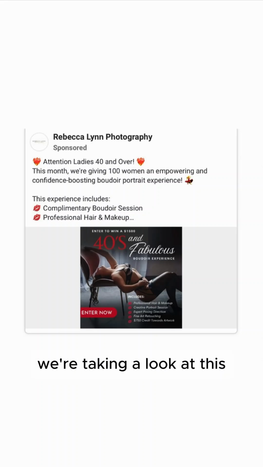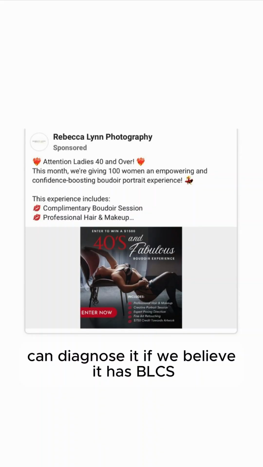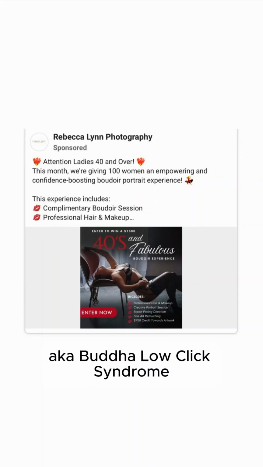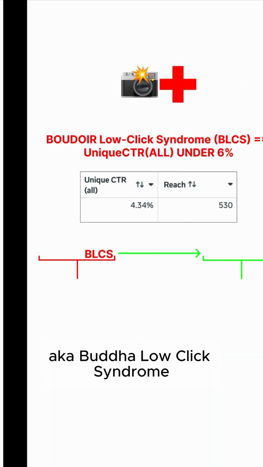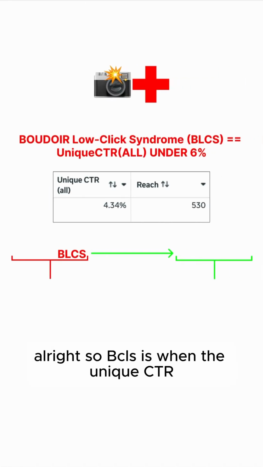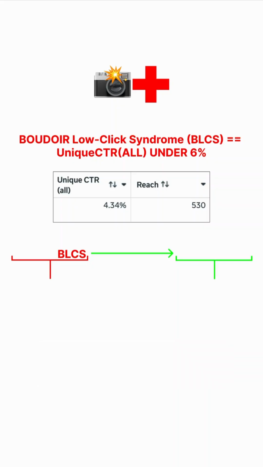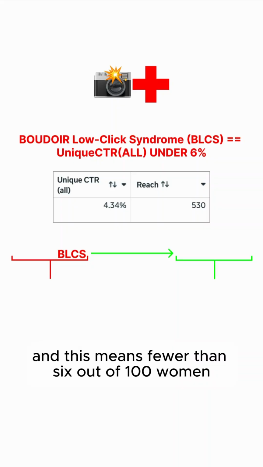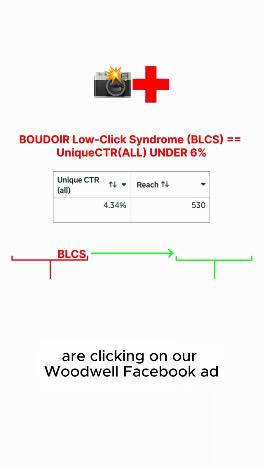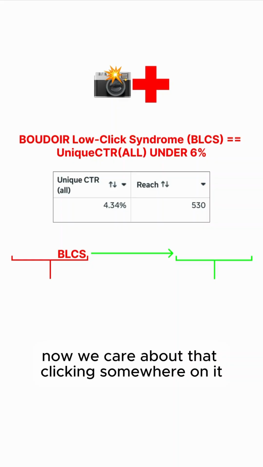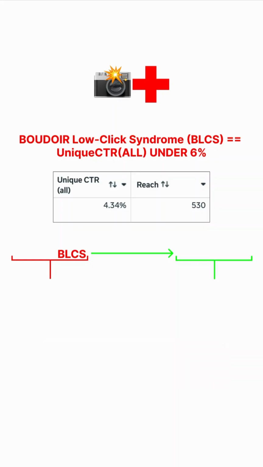All right, y'all, we're taking a look at this Boudoir Facebook ad. We can diagnose it, see if we believe it has BLCS, aka Boudoir low click syndrome. BLCS is when the unique CTR all of our Boudoir Facebook ad is under 6%. And this means fewer than 6 out of 100 women are clicking on our Boudoir Facebook ad. And we care about that, clicking somewhere on it.